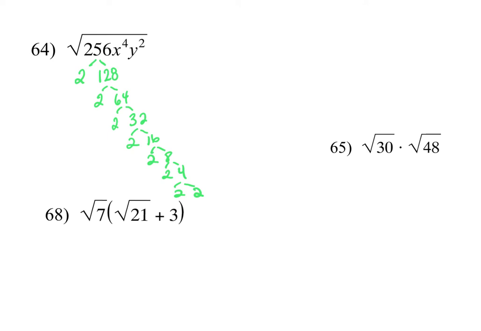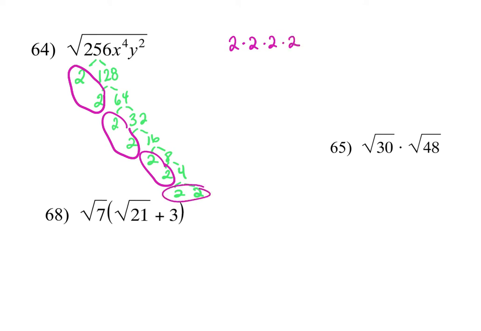So anything that pairs up can come out. This 2 pairs up, it can come out. This group of 2's pair up, that can come out. This group pairs up, it can come out. And this group pairs up, it can come out. So no numbers actually are staying in right here.